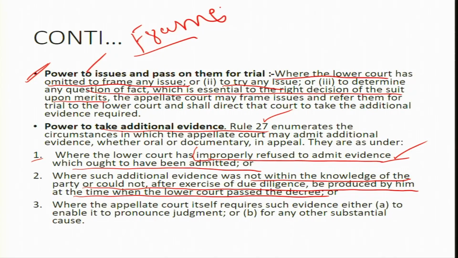Sometimes even after exercising due diligence you cannot produce the evidence, and this can also be a ground for getting additional evidence accepted. Third, where the appellate court itself requires such evidence, either to enable it to pronounce judgment or for any other substantial cause. These three grounds are there.